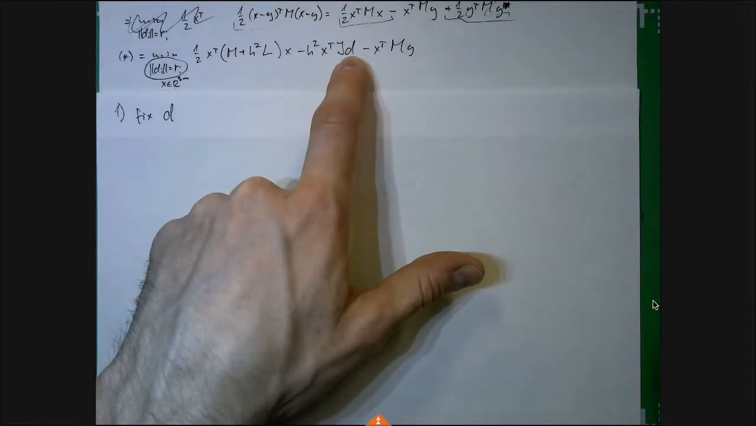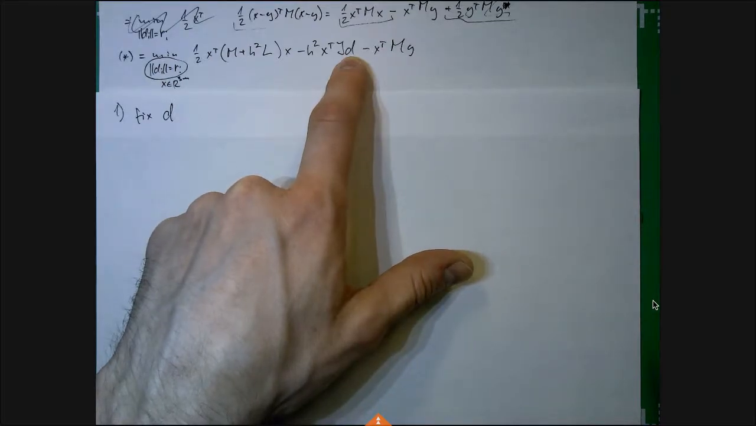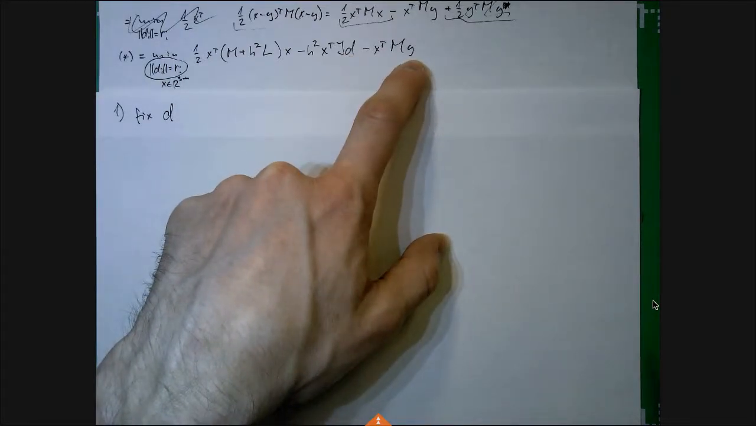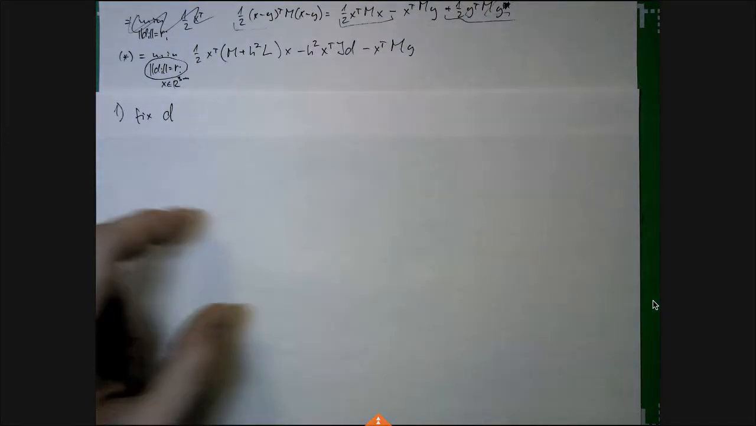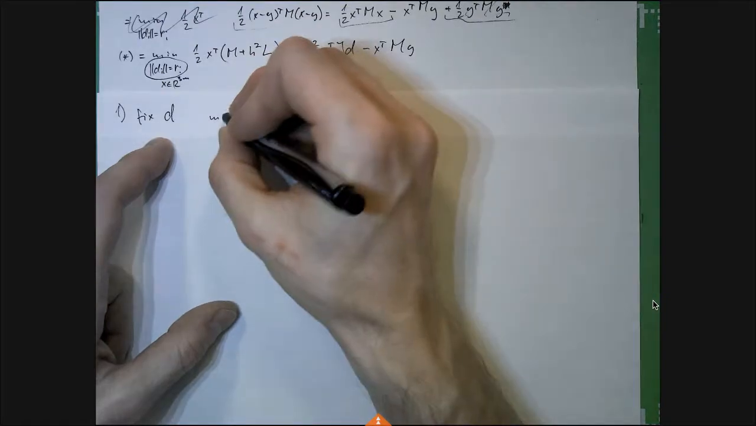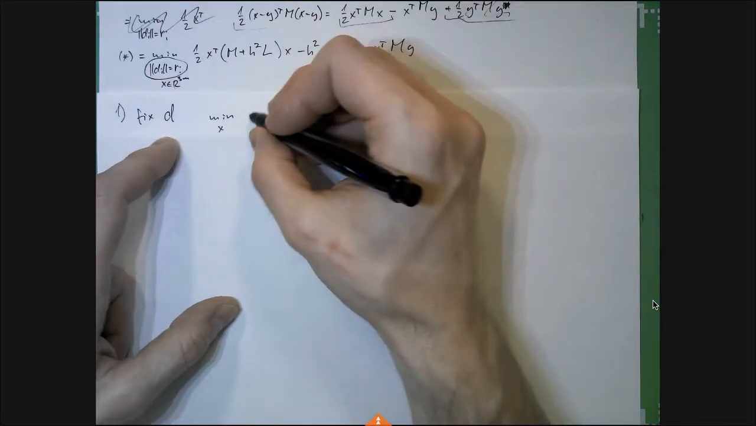And here the D becomes a constant. It's no longer a variable, right? Just like the Y is also not a variable, that's a constant that depends only on the previously computed states, okay? So this problem essentially reduces to minimizing over X this thing, right?